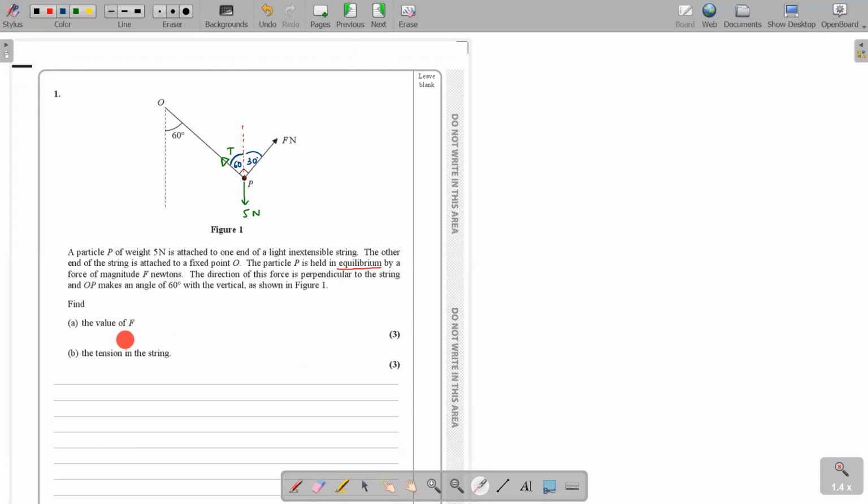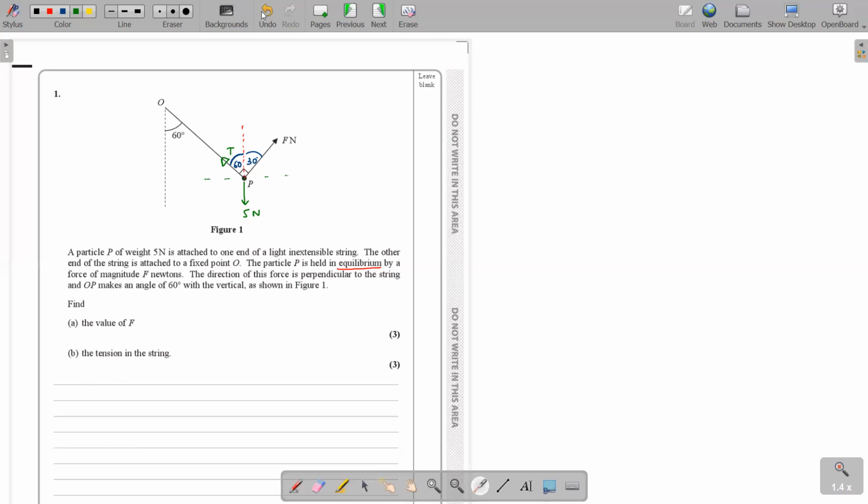Now we can definitely take vertical equilibrium and horizontal equilibrium. However, that gives me an equation in both T and F, right? If you do vertical equilibrium and horizontal equilibrium, you will get a pair of simultaneous equations. However, if you get that, you need to make sure you find the value of F first, because it's mandatory that you find the tension second, as it's in part B.